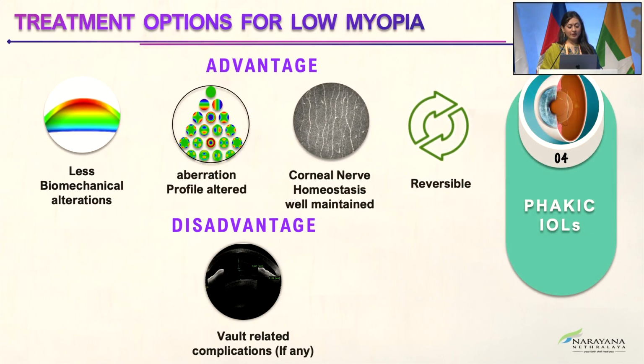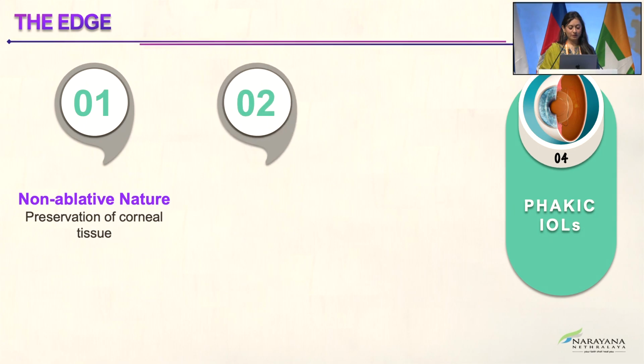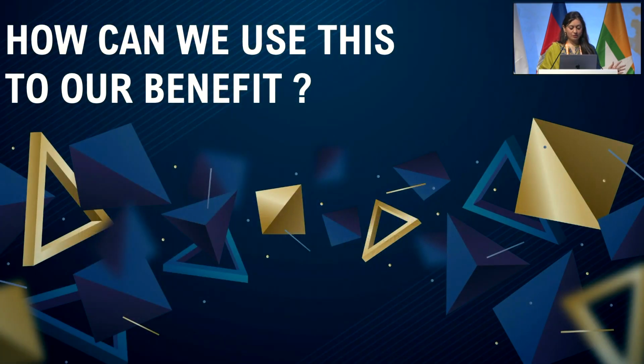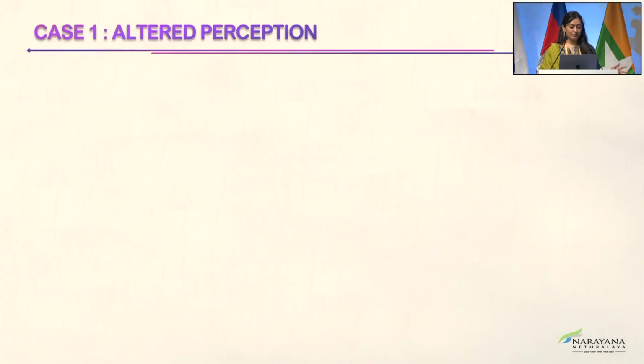But when it comes to phakic IOL for low myopia, I think whatever challenges we have with other procedures are not there here. You do have vault-related complications, but we have the option of exchanging the lens, which is not the best option, but if something happens, you can do it. So why phakic IOL sometimes for low myopia? Because it's a non-ablative procedure. It is suitable even for thinner corneas, and it's reversible in nature in the true sense as compared to the other laser-based refractive surgeries.